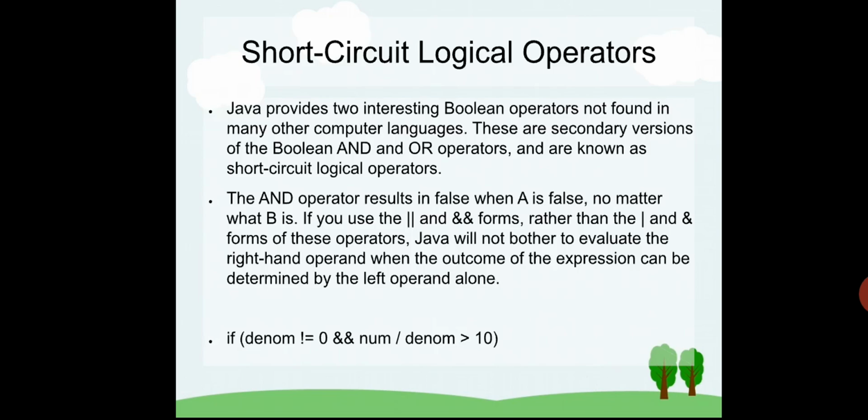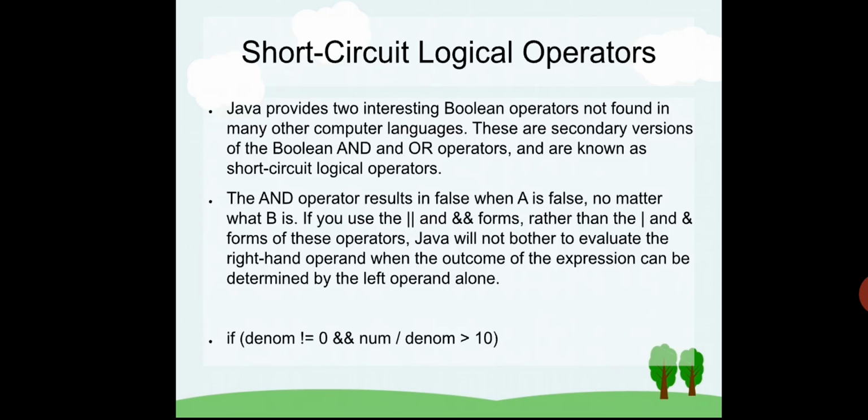The second point is that the AND operator results in false when A is false, no matter what B is. So you have to see the difference. In this case, if one operand is false, then it will never check the other side of the expression. It will directly consider it as false. But if you are going for the single AND operator or single OR operator, then you have to check both.